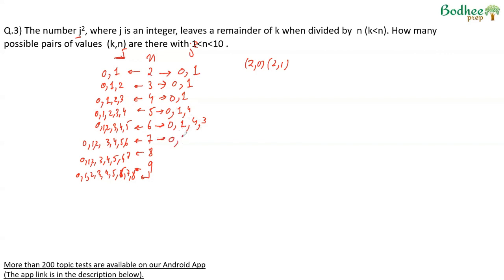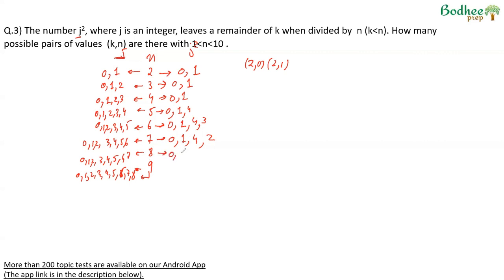With 7, 0 will give 0, 1 will give 1. 2 square, 4, remainder is 4. 3 square, 9 divided by 7, remainder is 2. 4 square, 16 divided by 7, remainder is 2. 5 square, 25 divided by 7, remainder is 4. 6 square, 36 divided by 7, remainder is 1, which is already there.